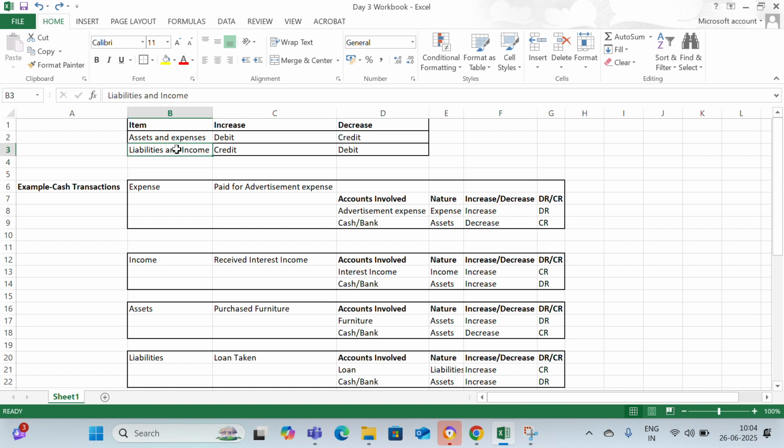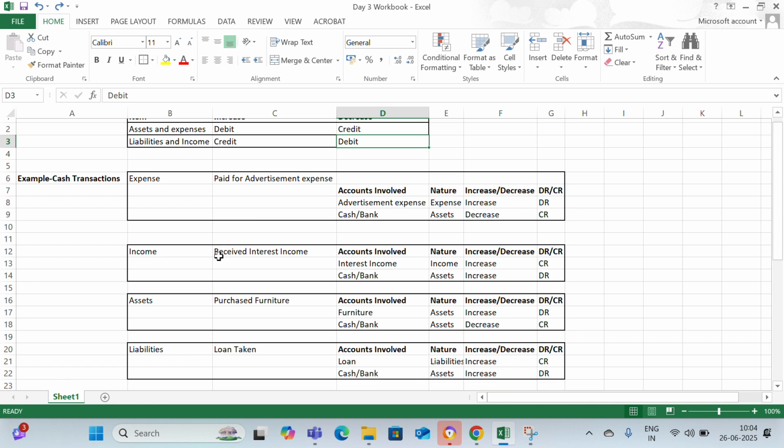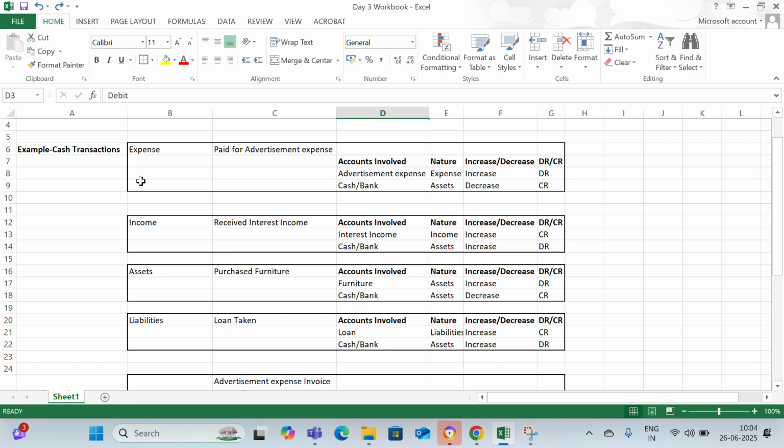And in the case of liabilities and income, it is just the opposite. When liabilities and income increase, they are credited. When liabilities and income decrease, then they are debited. Let us see some examples considering the rules above.